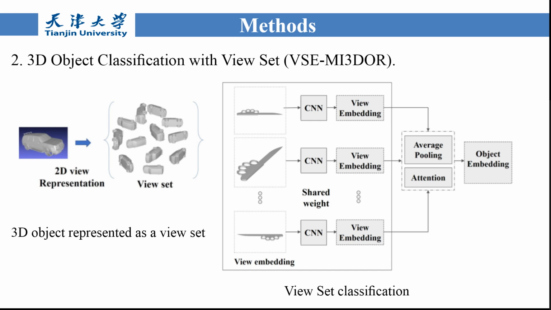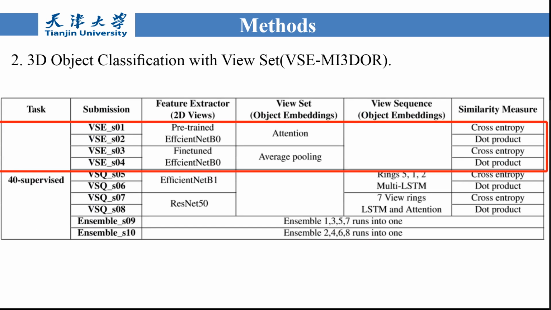Then they use the attention scheme to encode these features and adopt the average pooling to fuse the multi-view features, and then train the classifiers. In this experiment, the top two submissions use trained models as feature extractors and utilize the attention scheme to generate object embedding. Finally, they measure the similarity by using different strategies.